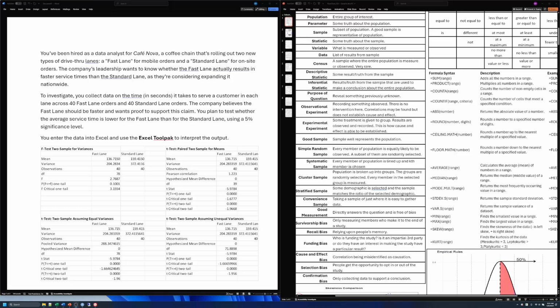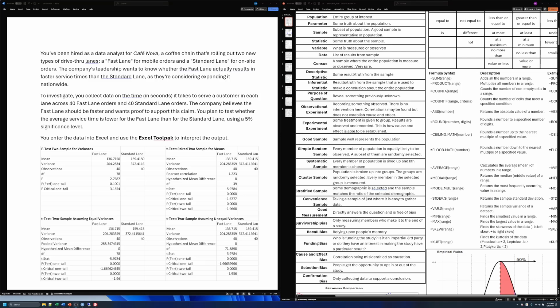The company's leadership wants to know whether the fast lane actually results in faster service times than the standard lane, as they're considering expanding it nationwide. To investigate, you collect data on time in seconds it takes to serve a customer in each lane across 40 fast lane orders and 40 standard lane orders. The company believes the fast lane should be faster and wants proof to support this claim. You plan to test whether the average service time is lower for the fast lane than for the standard lane using a 5% level of significance.